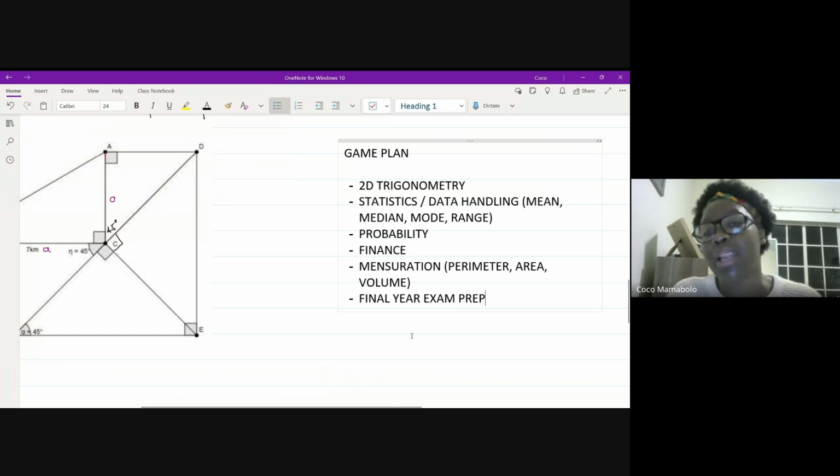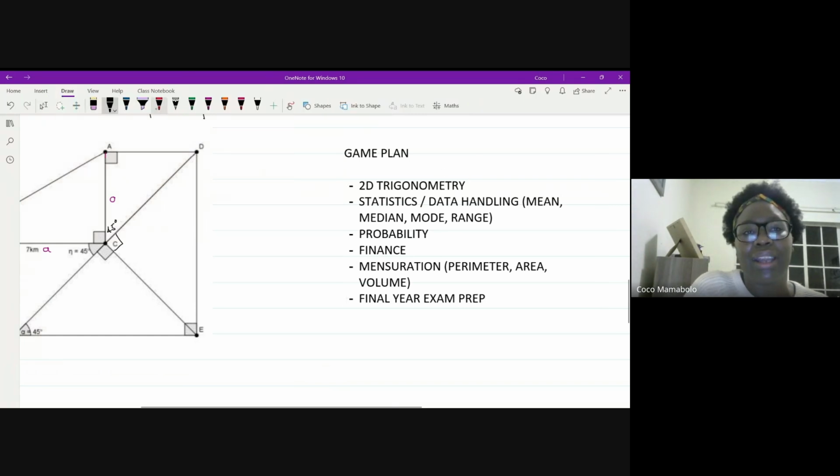So this is the game plan for the next couple of weeks. Okay, we're already done with 2D trig. Okay, and we've done all the other trig as well. Then from next week on, we're going to start with statistics.